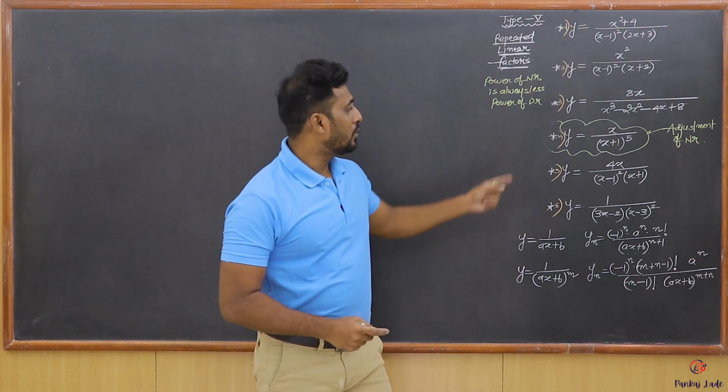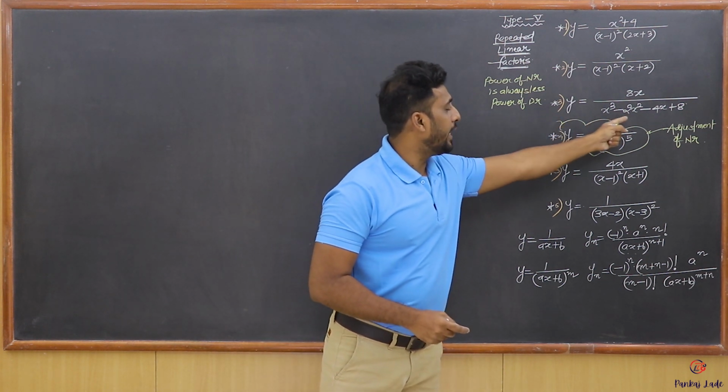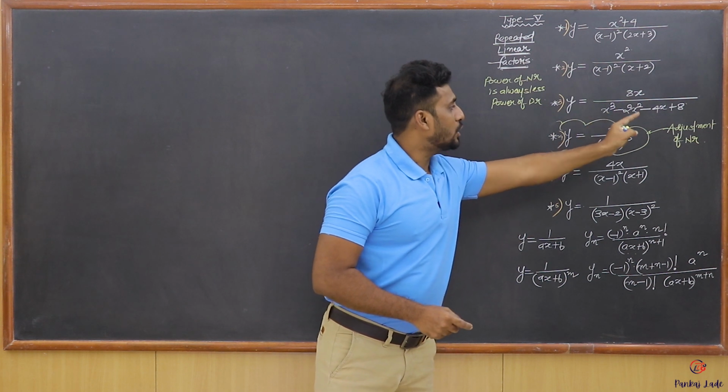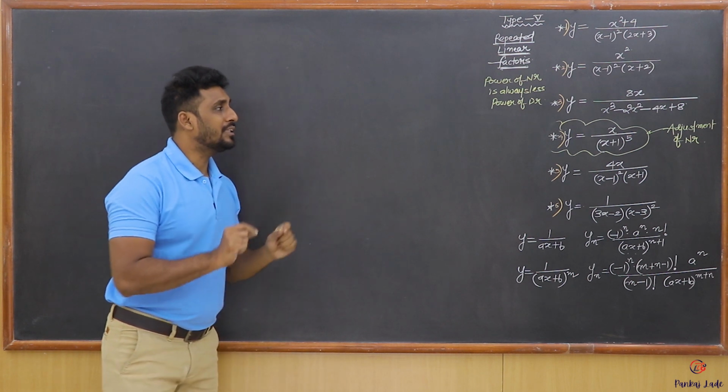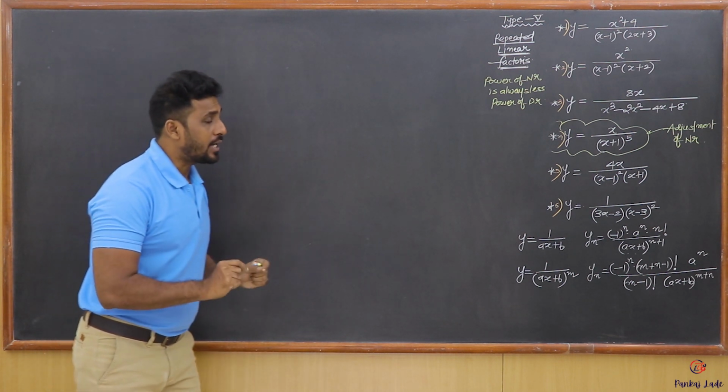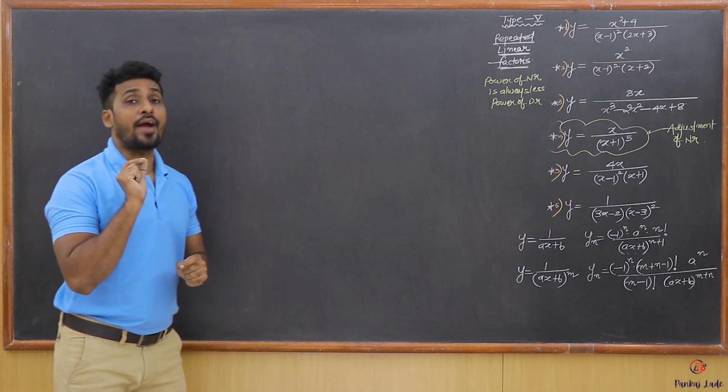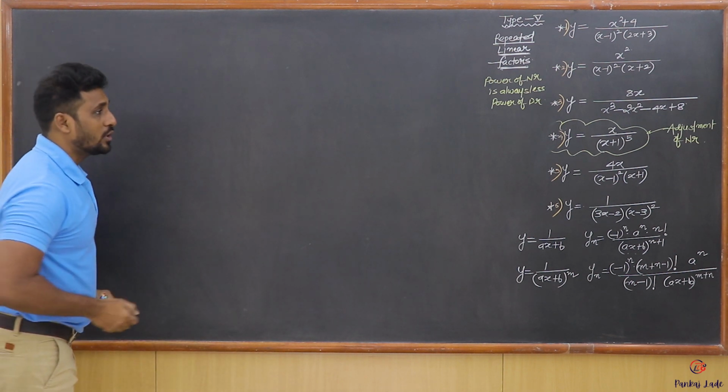Students, now let's proceed with the third question. We have y is equal to 8x upon x cube minus 2x square minus 4x plus 8. Now, you can observe here, the very first thing that I'll be doing is factorizing the denominator. You need to get the factors of the denominator. So let's write the question first of all.